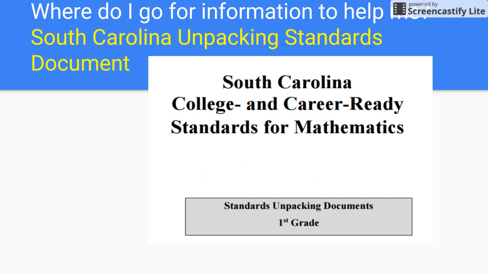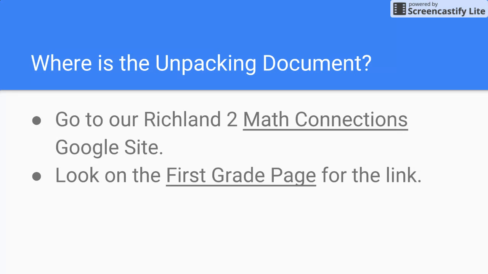Where do I go for information to help me unpack this standard? The answer is the South Carolina Unpacking Standards document for math. Where is this unpacking document? We have it linked on our Richland 2 Math Connections Google site. If you go to our Math Connections Google site, you can go to the first grade page for the link.